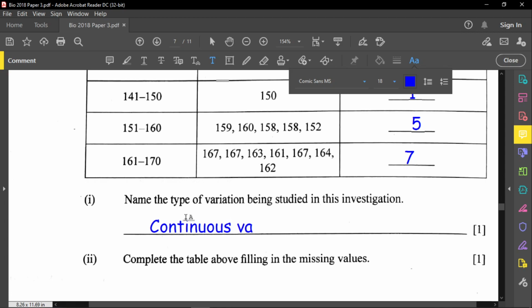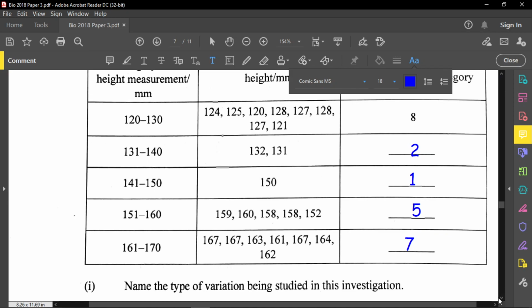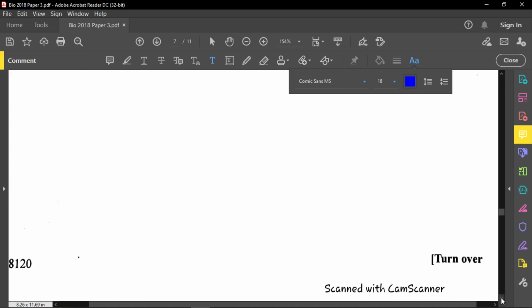Okay, so it's continuous variation. All right, so that's our 1 mark right there. So the next part is complete the table above by filling in the missing values, which we already did. All right, so we're good with that. Let's go to the next part of the question here.